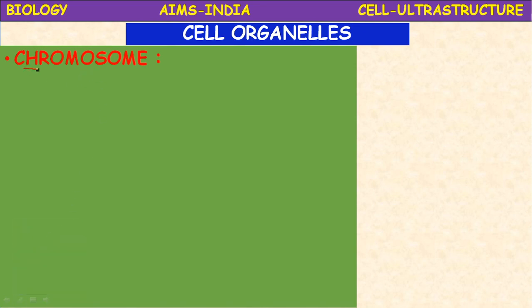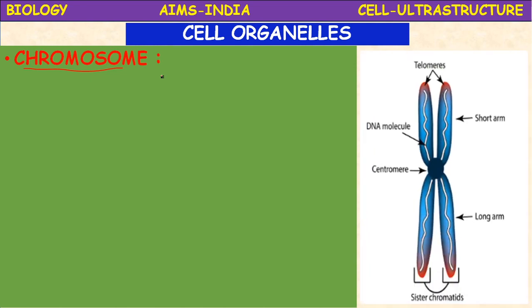The chromosome is the structure which is present inside the nucleus. In the nucleus, there is chromatin material. At the time of cell division, these chromosomes are formed. Okay, in the nucleus, these chromosomes. So this chromosome, it is like this. At the time of cell division, they are formed, I said.